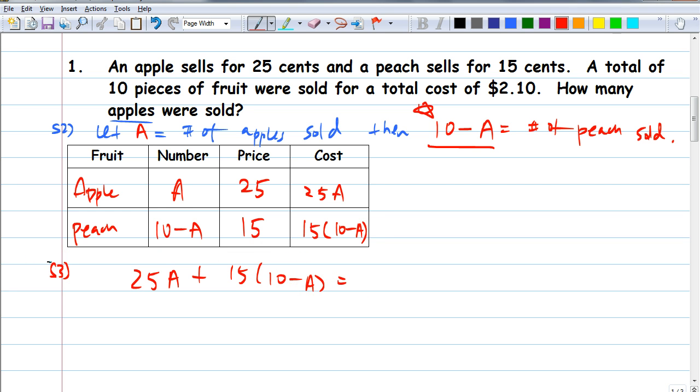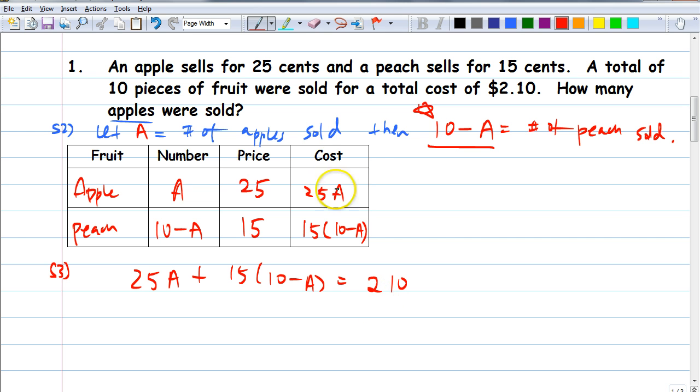Should I write 2.1 or 210? 210, because everything is in terms of cents. If you put 2.1, that means 2.1 cents. You know what I mean? That'd be wrong. Okay, so since we're keeping 25 and 15 as cents, we want to write $2.10 as 210 cents. Does that make sense? Very good.